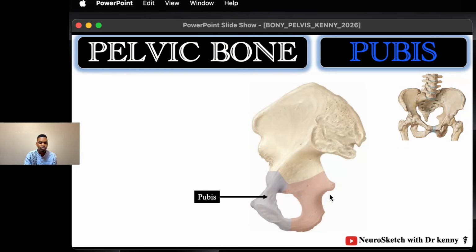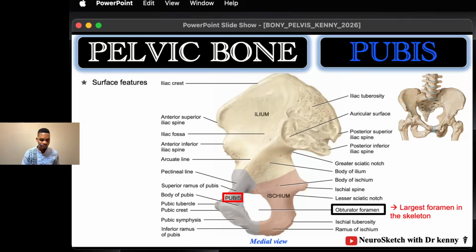Now let's discuss the pubis. Pubis means adulthood. Remember puberty, adulthood, right? It's called pubis because it's found in the pubic region. The pubic bone has two branches, or two rami: the superior pubic ramus and the inferior pubic ramus. The inferior pubic ramus is going to join the ischial ramus together. They form the ischiopubic ramus. So the ischiopubic ramus is actually a connection between the ischial ramus and the inferior pubic ramus here.